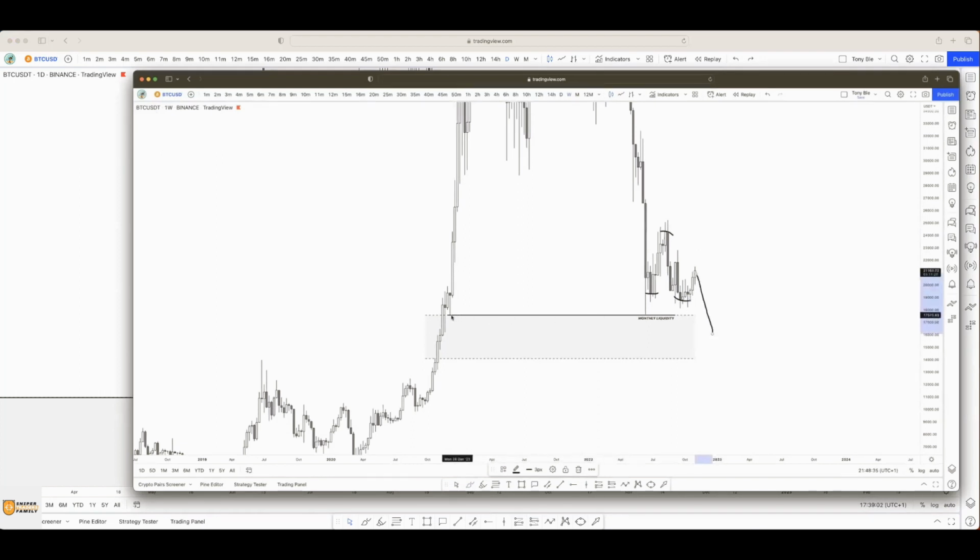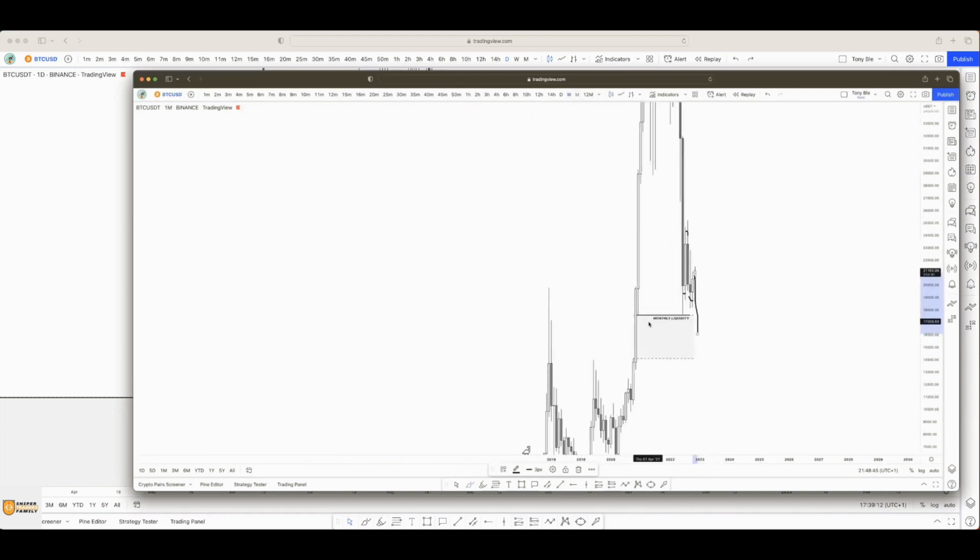Why? Because of what? The presence of what? The monthly liquidity and the weekly liquidity resting here, which can also be the monthly liquidity. So either the monthly or weekly, it's okay, plus the big imbalance in this area. You can see this big imbalance here. So I would love to see price get there, fill the imbalance. That is why I am still bearish on Bitcoin.